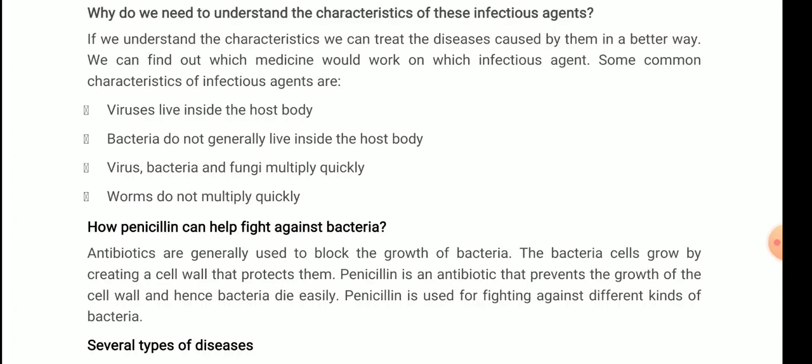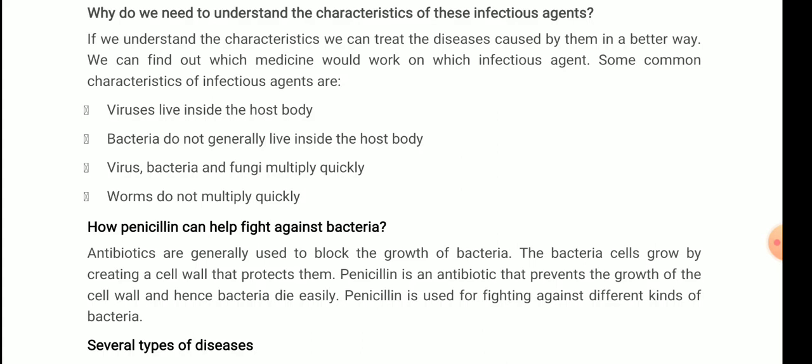Some common characteristics of infectious agents are: first, viruses live inside the host body. Most of the viruses that are infectious agents, this is the most important, because outside the body they are non-living organisms, and when they come inside the body, they work as living organisms. Till the virus is outside, it cannot cause a disease, because it's like a non-living organism, it cannot replicate. But once it comes inside the body of an organism, it replicates its DNA, genome, and that's why it behaves as a living organism. So once the virus comes inside the body, it behaves as a disease-causing organism.